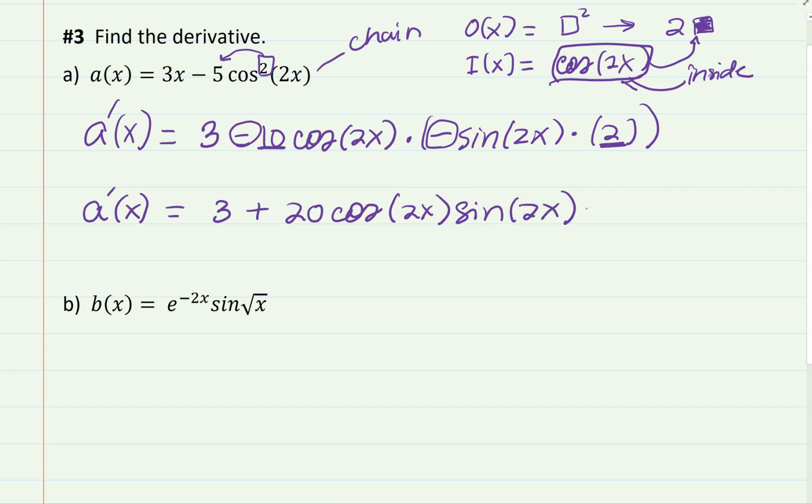Now, if you actually think about trig identities, where you have cosine of something, sine of something, and you have 2 of those, that's going to give you sine of 2 times the input, right? That's the double angle. So really, we could write the derivative here as 3 plus 10 sine of 4x, and that would be a lot simpler. Okay, so that is part A.